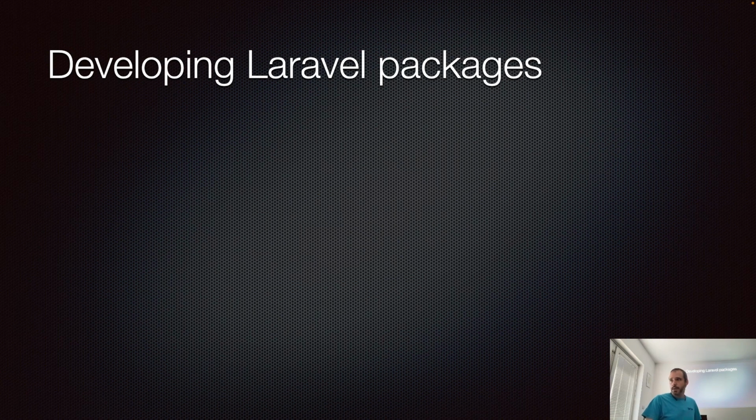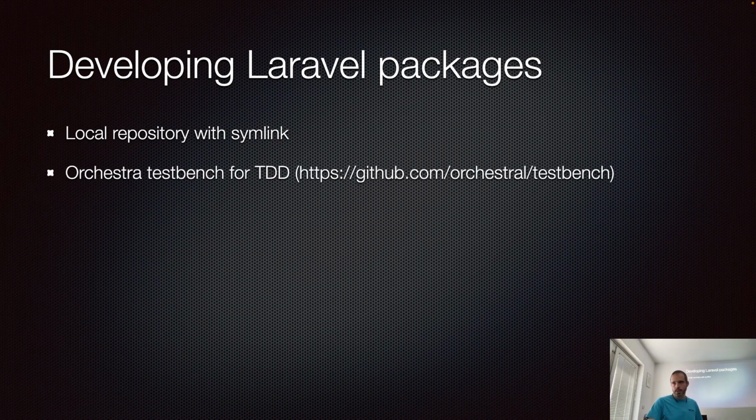So how do we develop Laravel packages? First of all, as I mentioned earlier, we create a local repository with a symlink. And that's good because if you symlink it, then if you try something or develop your package, you will see your changes immediately in your project. You don't have to push it up to GitHub and do composer update on every change. So basically you do the change in your package, and right away you can see the result in the project which is using that package.